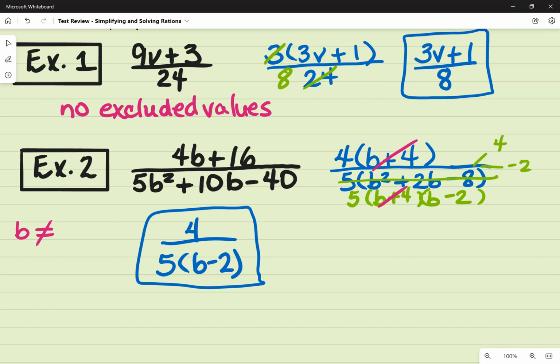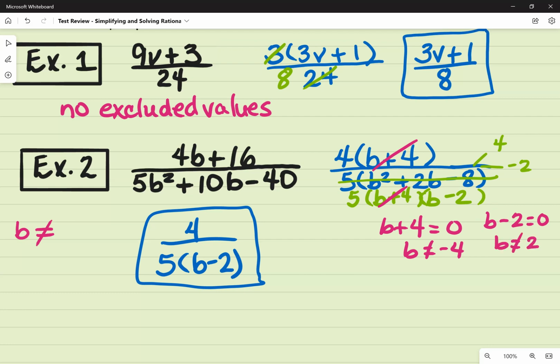So my excluded value is based off of my original denominator. What would happen? What number can I not put there because it will cause my denominator to equal 0? The easiest way to see that is to look at it in factored form. So if I'm looking at the factored form, I have a b plus 4. If I set that equal to 0, then b cannot be negative 4. And if I set the b minus 2 equal to 0, b cannot equal positive 2.